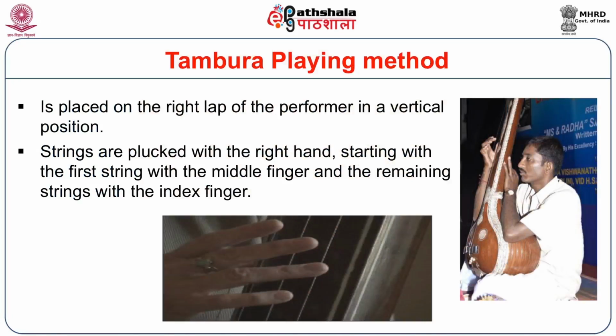Now can we have just a small look to see how it is actually played. You can see in the picture where the Tambura is placed on the lap and it is plucked with the right hand, and the performer will be sitting, and in most of the cases the performer will not be playing the Tambura. We will have a separate person accompanying on the Tambura, and the strings are plucked with the right hand, starting with the first string with the middle finger and the remaining strings with the index finger.